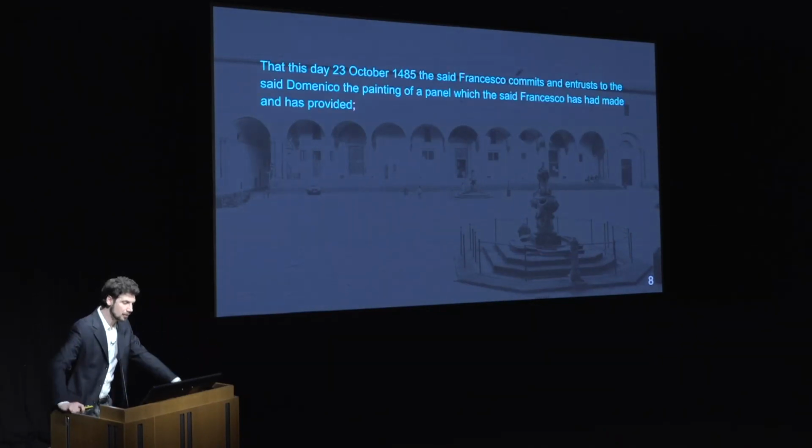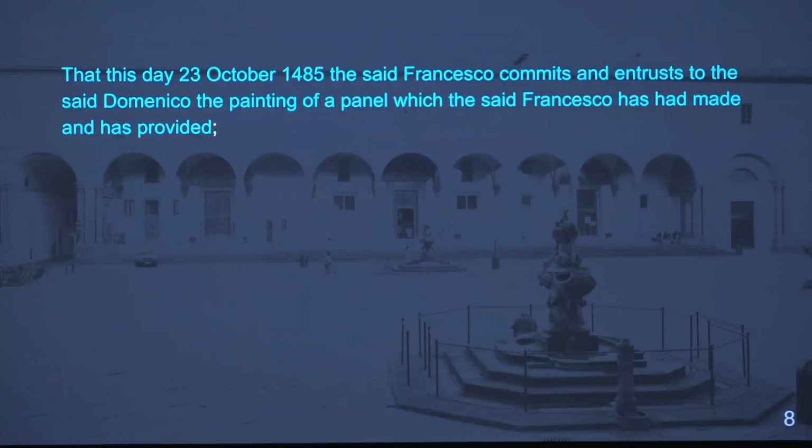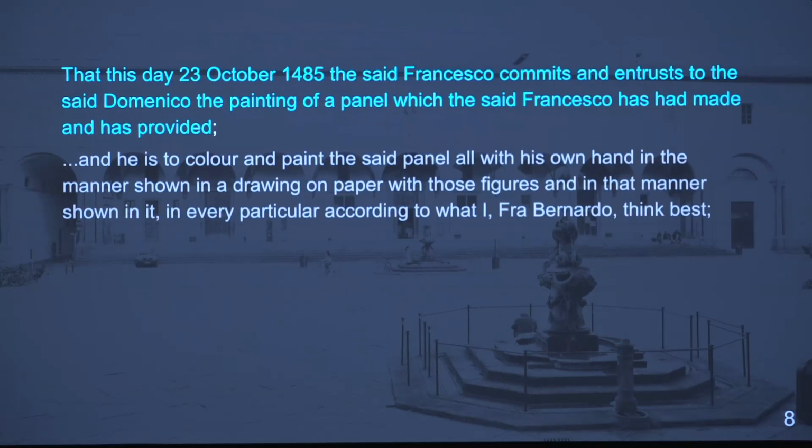This is part from the original document. That this day, 23rd October 1485, the said Francesco commits and entrusts to the said Domenico, this is the painter, the first one is the commissioner, the painting of a panel which the said Francesco has made and has provided. So materials in this case are provided. It's not always the case. And he is to color, the painter, is to color and paint the said panel all with his own hand. That means that the workshop can be involved, but this commission cannot be subcontracted to a different workshop, in the manner shown in a drawing on paper.